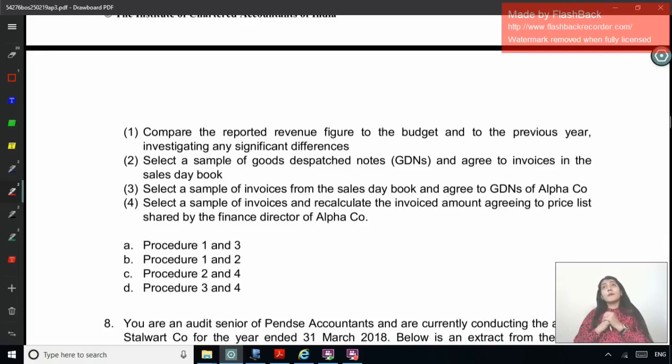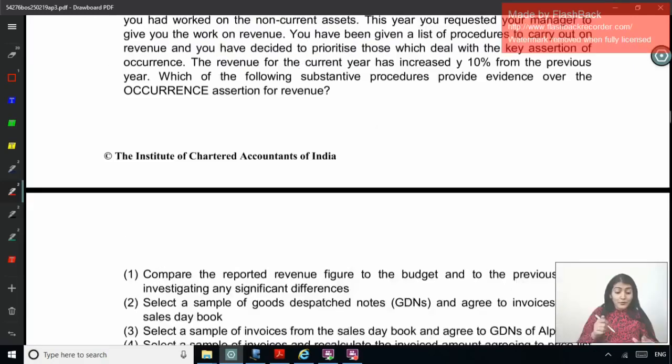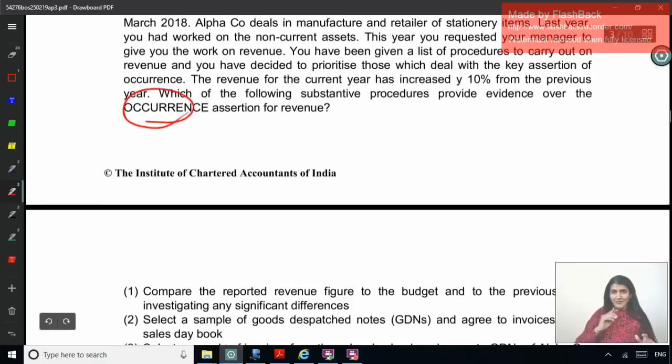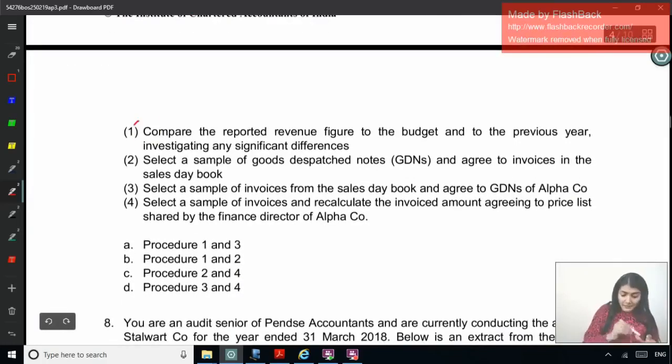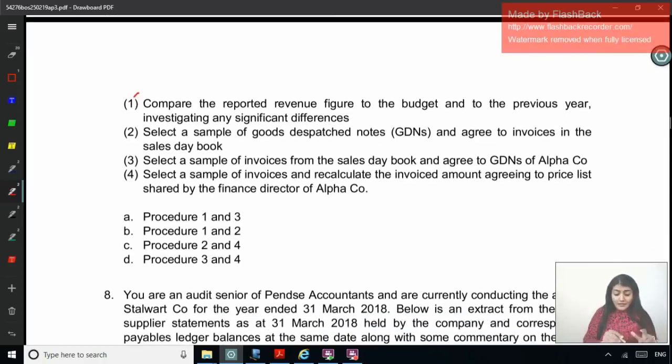This procedure would have been more correct had I wanted to check the accuracy. Right now, what do I want to check? The occurrence. Right, so one analytical procedure I would perform. And then second, what did I tell you? You have to, starting point would be better from the books rather than starting with the goods dispatch note or the shipping documentation.